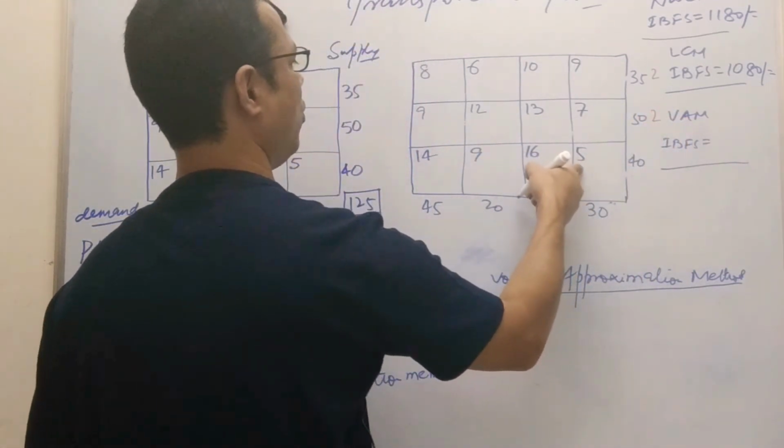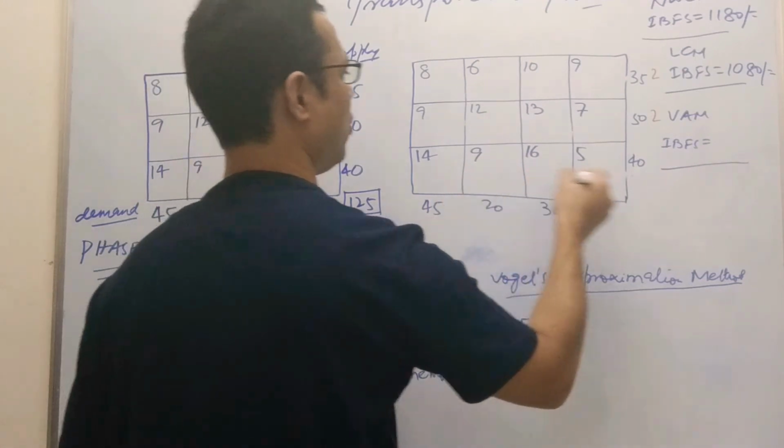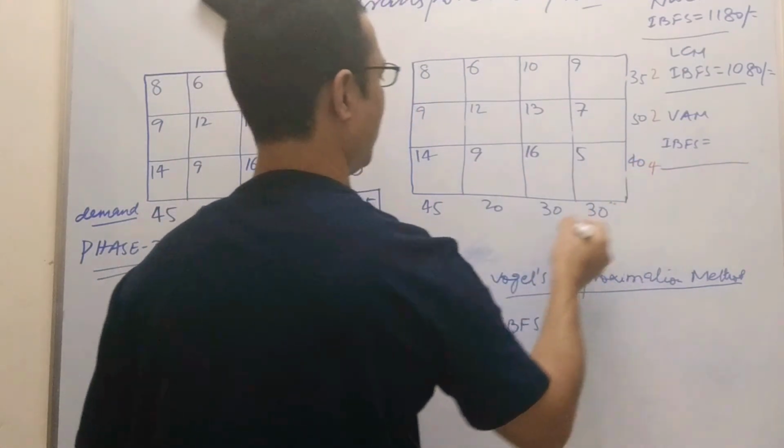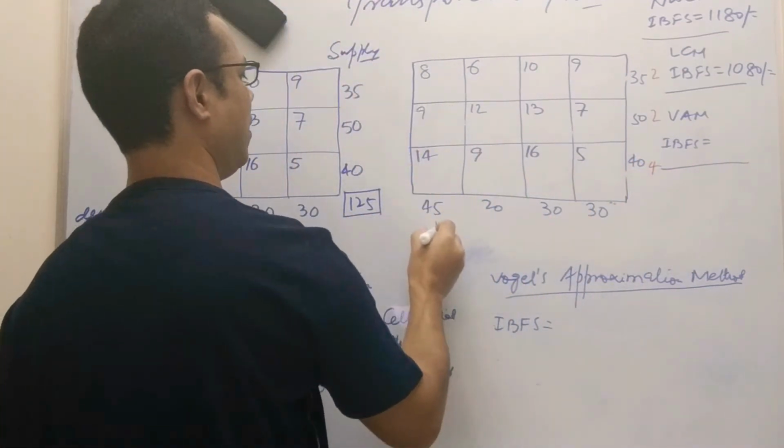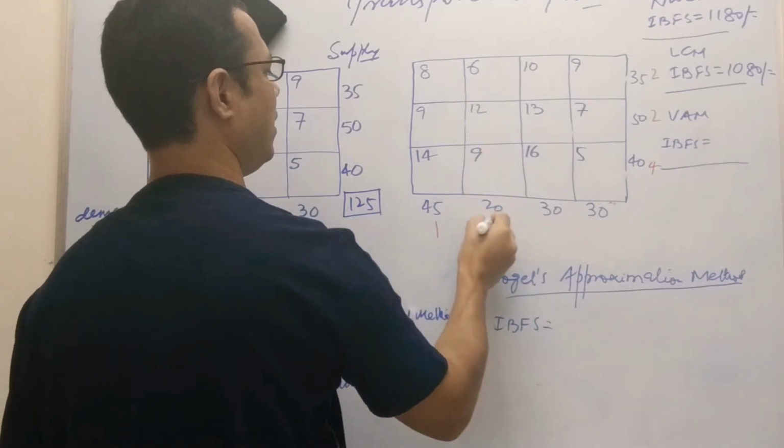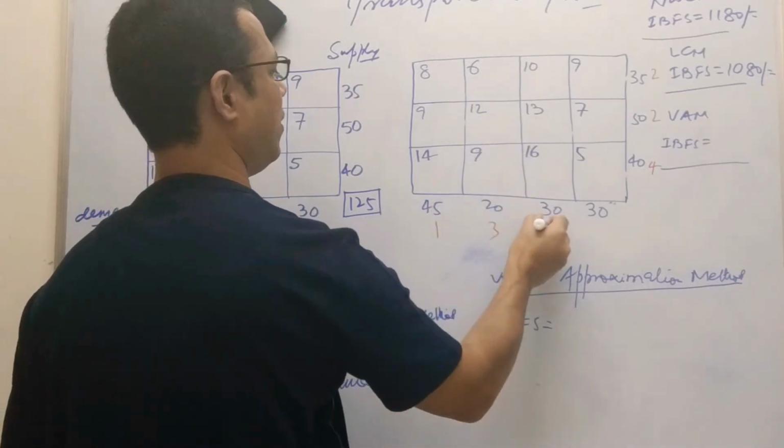Least value here in the third row is 5 and the next least is 9. So the difference is 4. Here 8 and 9, difference 1. 6 and 9, difference 3. 10 and 13, difference 3.